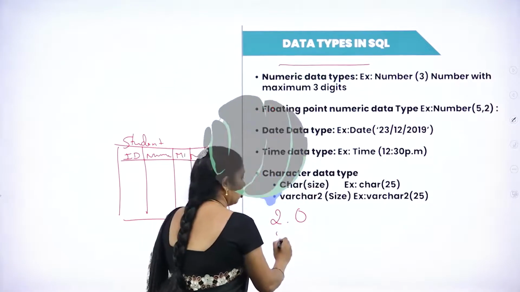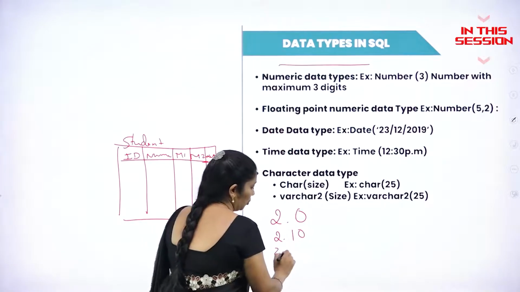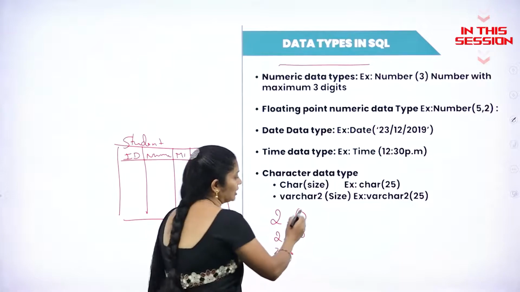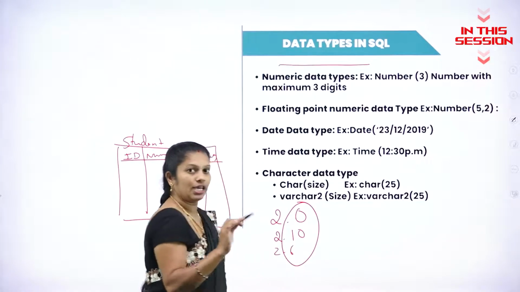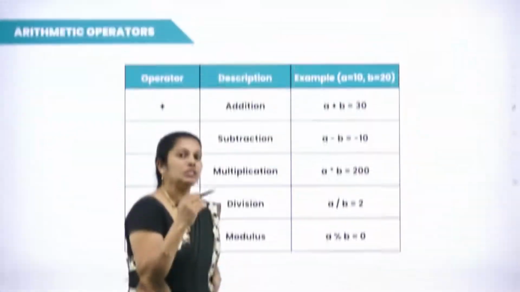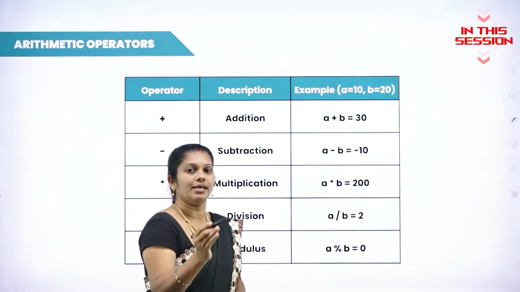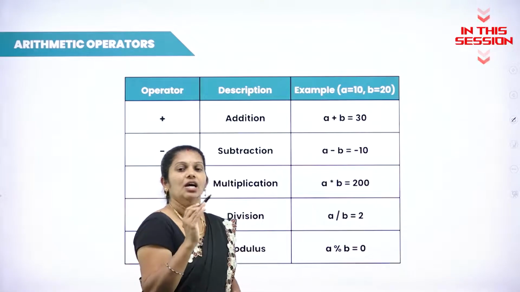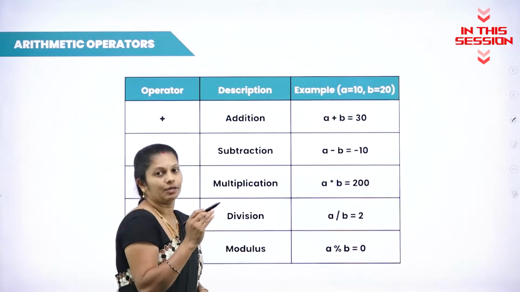where it may be 0 or 2.10 or 2.6, any number. If you have the fractional part, then it can be called as floating numbers. Which are the arithmetic operations? Plus, multiplication, division, mode. These are the arithmetic operators.